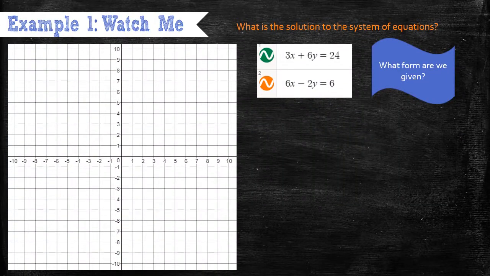Okay, so here we're asked, what is the solution to the system of equations? So we need to graph the system so we know if our two lines cross, if they are parallel to one another, or if they're the same line and we have an infinite number of solutions. So when we're given two equations like this, we want to see what kind of form we're given. So here I'm in the form ax plus by equals c, or standard form. And when I'm in standard form, we have to find our intercepts. So for this first equation, my green one, we're going to find the x-intercept, and we're also going to find the y-intercept.